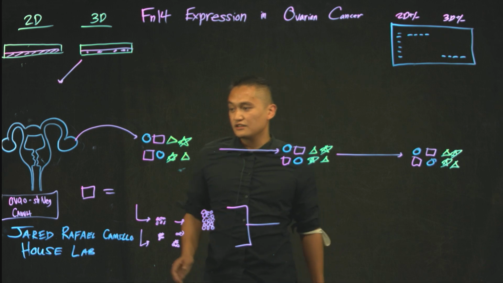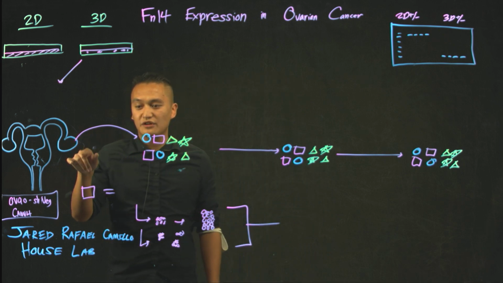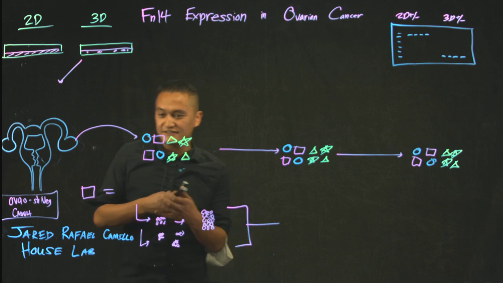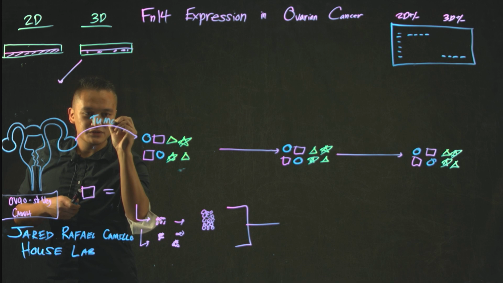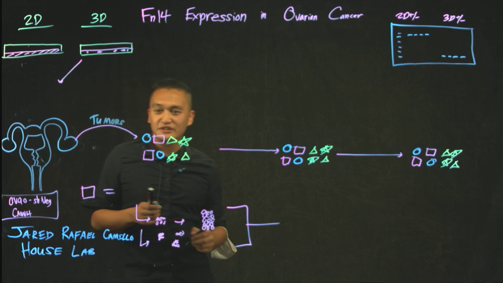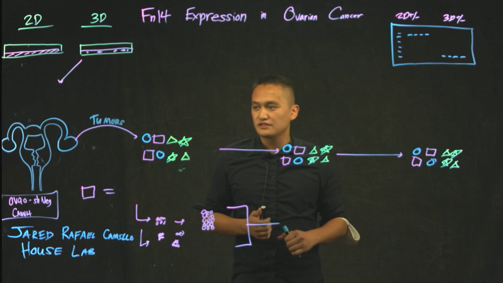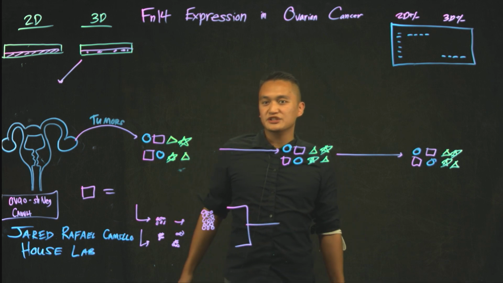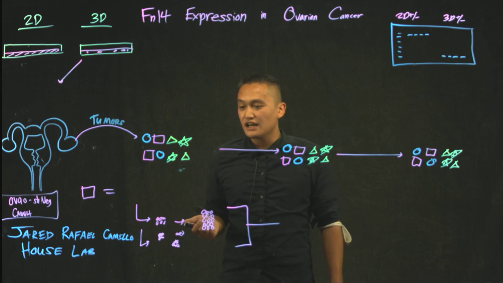So here we have a picture of a uterus, and here we have one of the ovaries. Within the ovary, in the case of cancer, we get these tumors. These tumors are made of different types of cells. They're heterogeneous groups of cells, so we have different varieties pictured here.